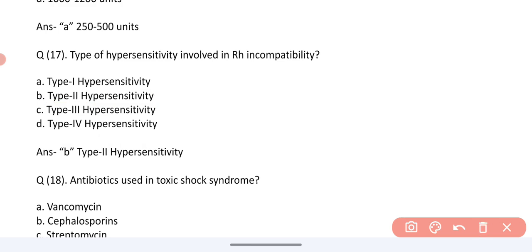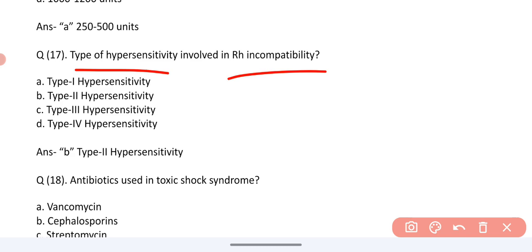In this question, what they are asking is the type of hypersensitivity reaction in RH incompatibility. Here the right answer is option B, that is type 2 hypersensitivity reaction. Type 2 hypersensitivity reaction. Okay guys, fine.